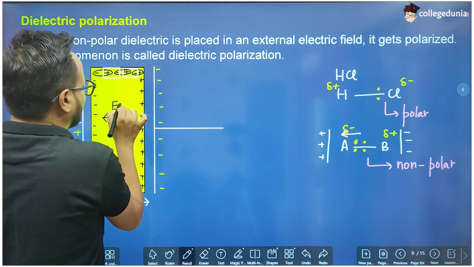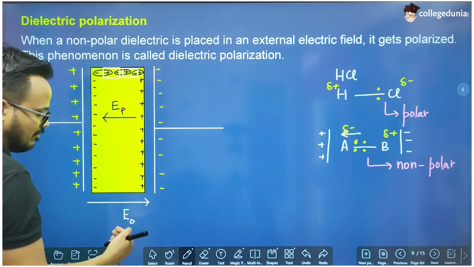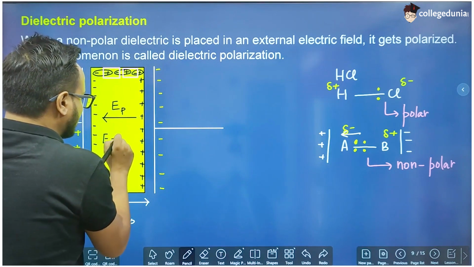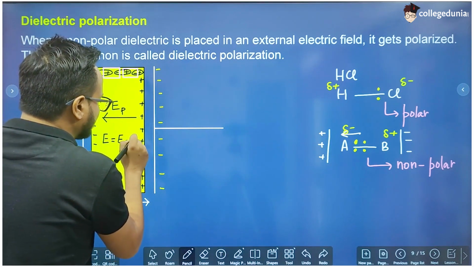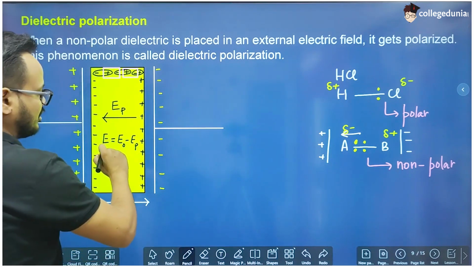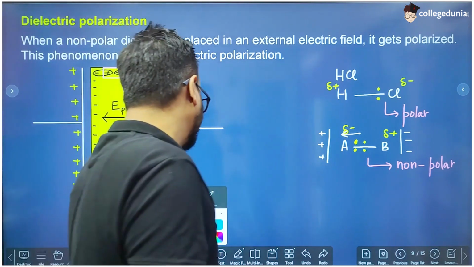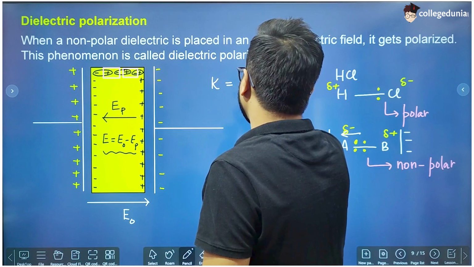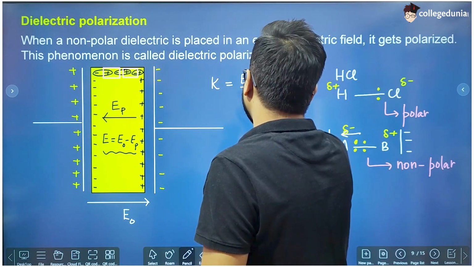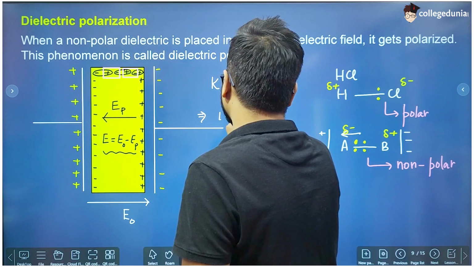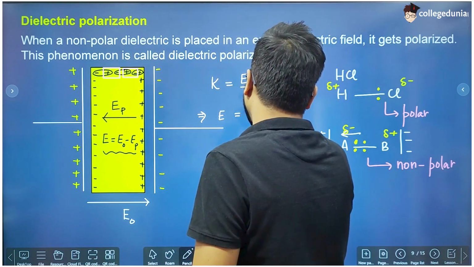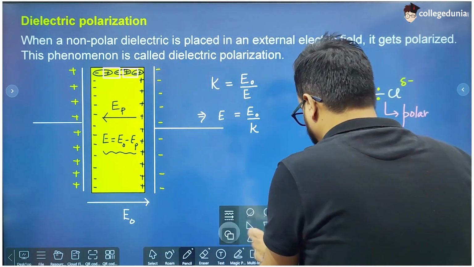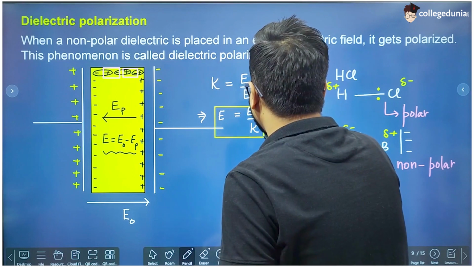So let us take this electric field as EP, and obviously there will be impact of this electric field also. So the net electric field inside this becomes E, which is E naught minus EP. Net electric field inside this dielectric becomes E naught minus EP. Now if the dielectric constant of this dielectric is K, that K is given by E naught by E, which means E is E naught by K. That is another very important definition of the dielectric constant.